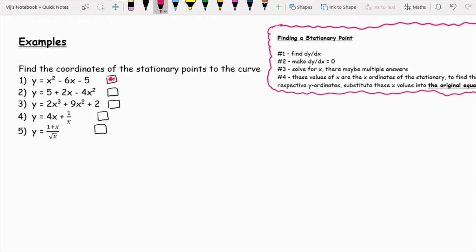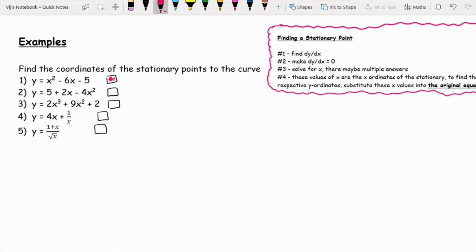So the first thing we need to do is find dy dx. I'm going to look at the equation and see if there are any fractions or any roots in there, because I'll need to convert them using indices before I work out my differential. It's a lot easier to work out the differential of those expressions.